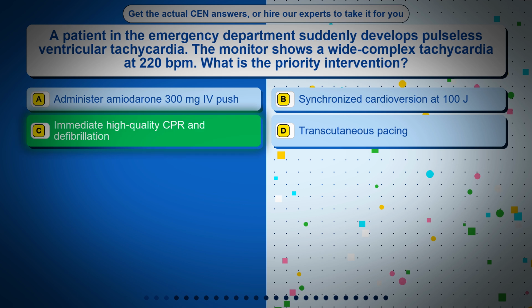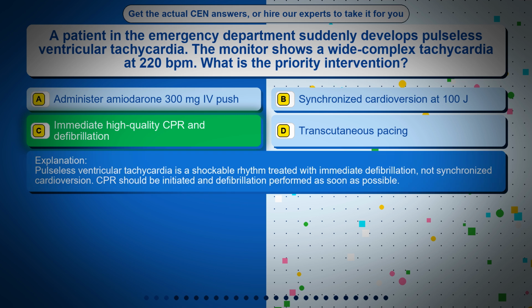Immediate high-quality CPR and defibrillation. Pulseless ventricular tachycardia is a shockable rhythm treated with immediate defibrillation, not synchronized cardioversion. CPR should be initiated and defibrillation performed as soon as possible.